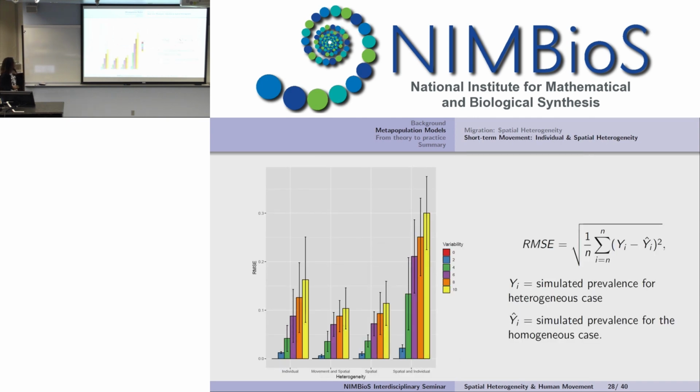We also calculated the error between the simulated prevalence in the heterogeneous case and in the homogeneous case. And so what I want to point out here is that it might not be surprising that the biggest error is in the case where we have both spatial and individual heterogeneity. But what I want to emphasize is that if you were to add up the bars from the individual case and the case where you have spatial heterogeneity, that sum is less than what we get here. So this is something worth exploring a little bit more. It's an indication that maybe these 2 types of heterogeneities are interacting in some way, that it's actually amplifying their effect on prevalence.